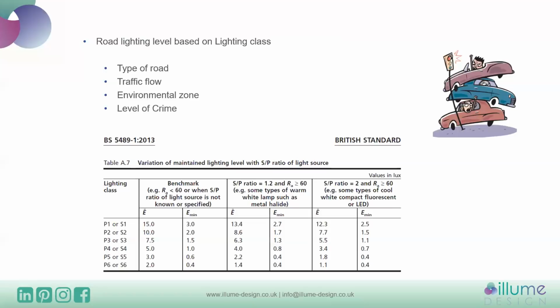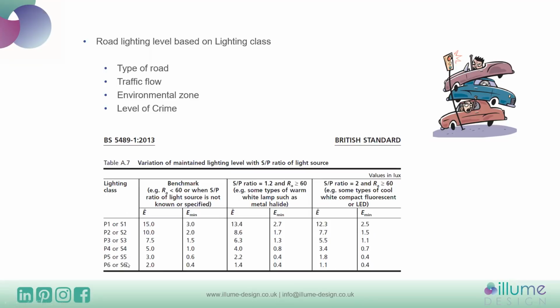When determining lighting levels for roads, various factors need to be taken into account: types of road, traffic flows, the environmental zone that we talked about previously, and levels of crime. And also what feeds into this idea of the levels that are required is the light source that's being used. And by using an LED light source, we're often able now to actually reduce the light levels down slightly because our eyes are actually adjusted to see this light better.